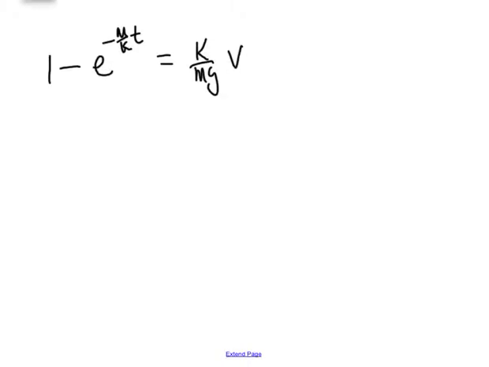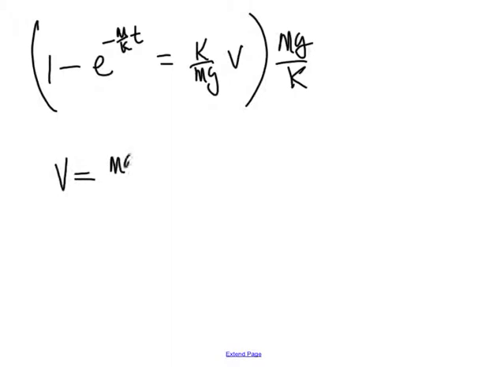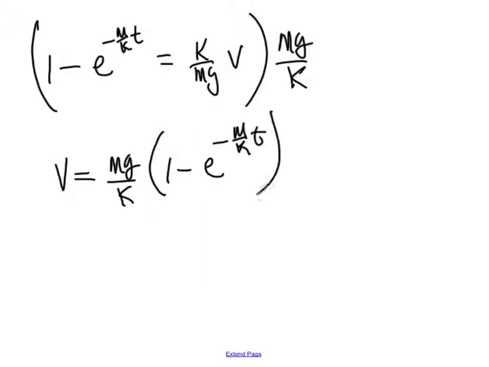Then I just need to multiply the whole nonsense by mg over k. And we end up with what we wanted. The velocity is mg over k times 1 minus e to the minus m over k times t. And there's our final answer.